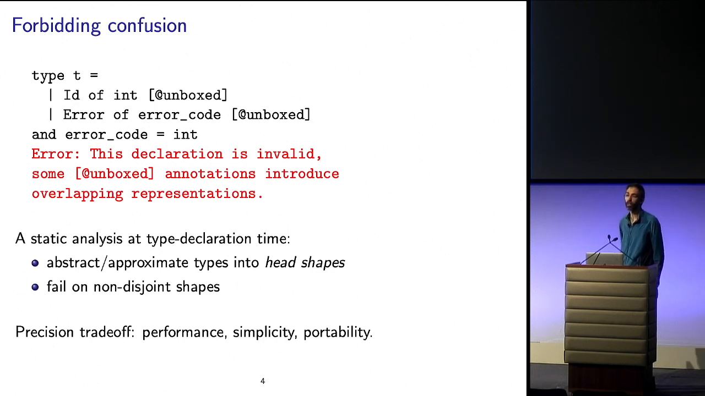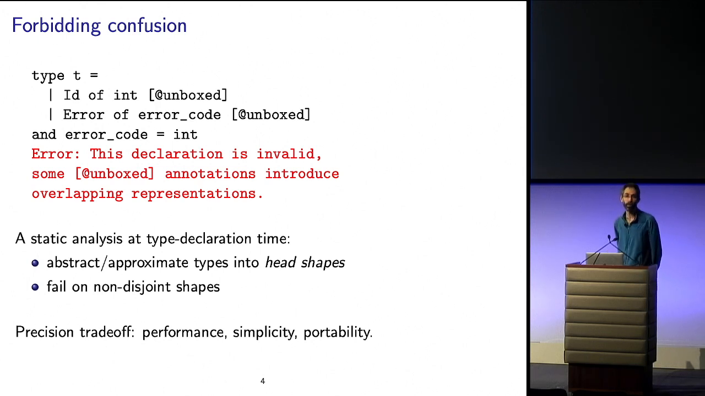You could abstract all the types by just "it's a type", and then you would reject all the unboxing constraints because two types have the same abstraction and they are not disjoint. If you pick a more precise notion of shape, then you will allow more unboxing requests and you will make your user happy. But then what you have to teach them so that they can use your language becomes more complex because they need to understand what these head shapes are and what their meaning is. So there is a simplicity trade-off.